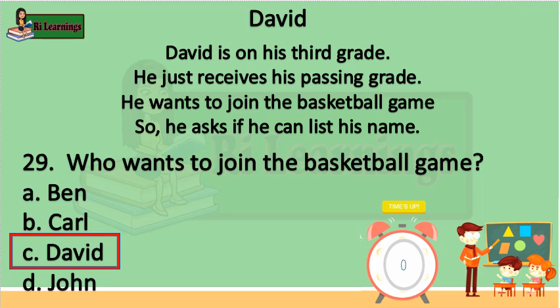The correct answer is C. David. Explanation: the poem explicitly mentions David as the one who wants to join the basketball game and asks if he can list his name.